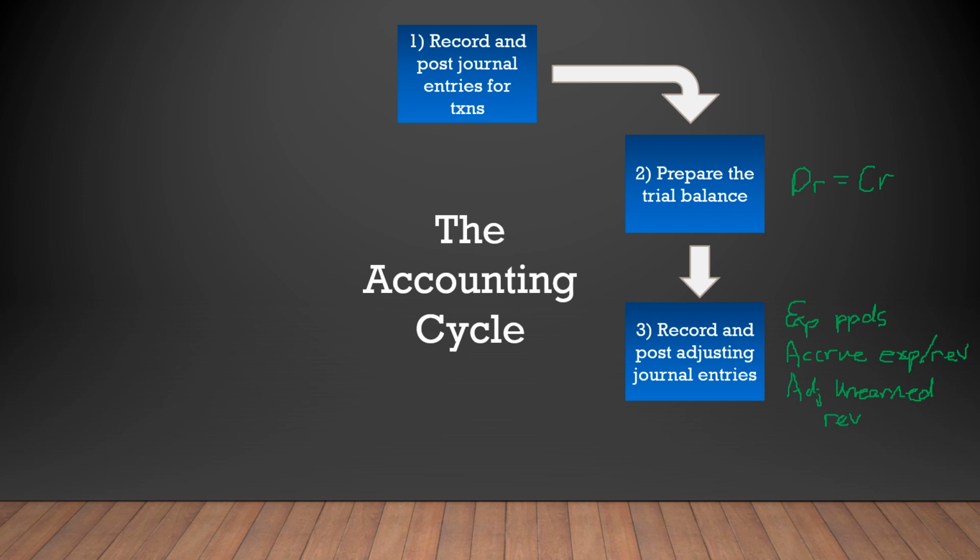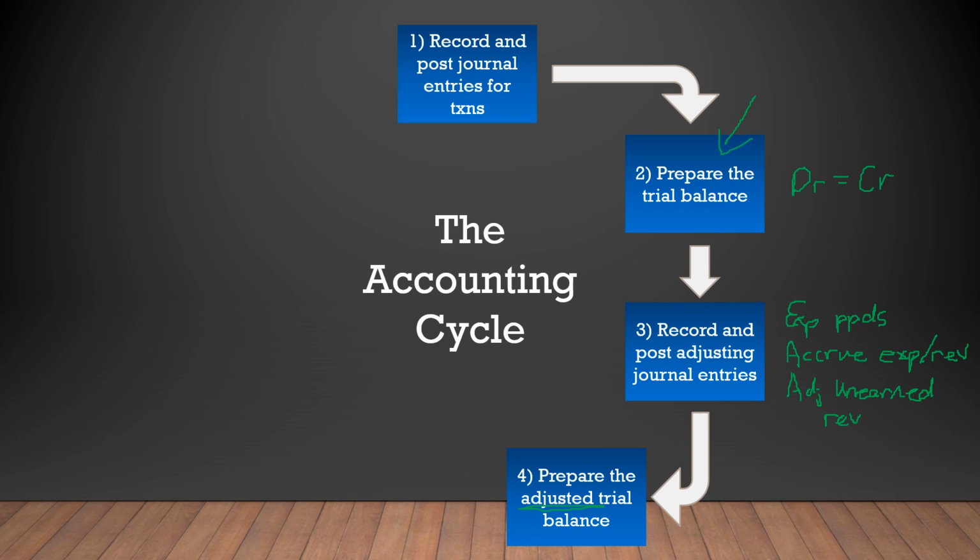Once the adjusting process is complete, we prepare another trial balance, commonly called the adjusted trial balance. Note that the previous trial balance is correspondingly referred to as the unadjusted trial balance. The purpose of the adjusted trial balance is the same as the first one. Verify that total debits equals total credits. If they don't balance, we know we have an error that must be rectified.